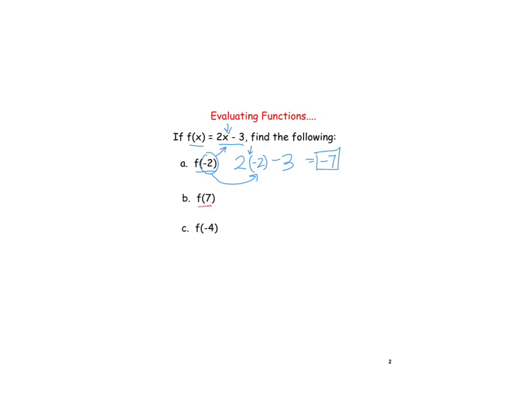Then the next one says f of 7. So I'm going to do exactly the same thing. I'm going to take 2x minus 3, but instead of x, I'm putting parentheses, so I know to replace that x with this number. So this would be 2 times 7 is 14. 14 minus 3 is 11. And then the last one on this slide, f of negative 4, same thing. 2 times negative 4 minus 3. Put this in my calculator. I would get 2 times negative 4 is negative 8. Negative 8 minus 3 is negative 11.